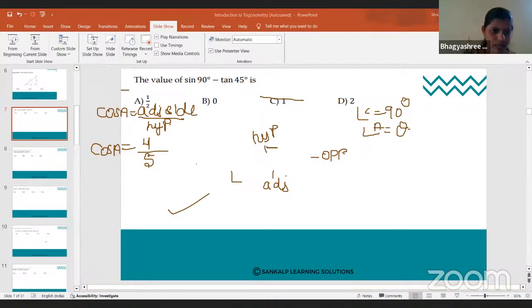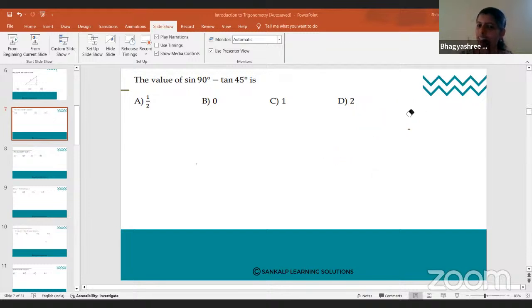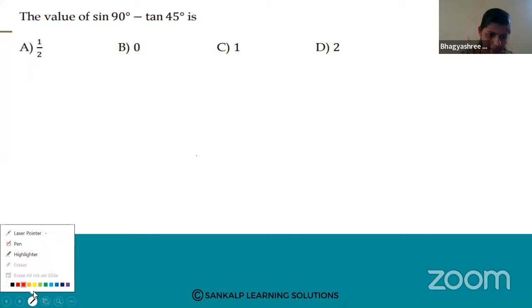One minute. So I will erase first. Wait. Yes, sine 90 degree is 1 and tan 45 is also 1. So substitute the value of sine 90 degree and tan 45 degree. What you will get? Wait, I will take slideshow.